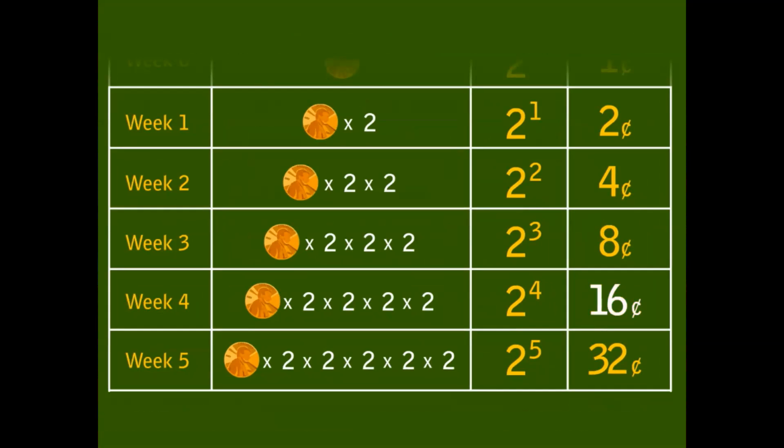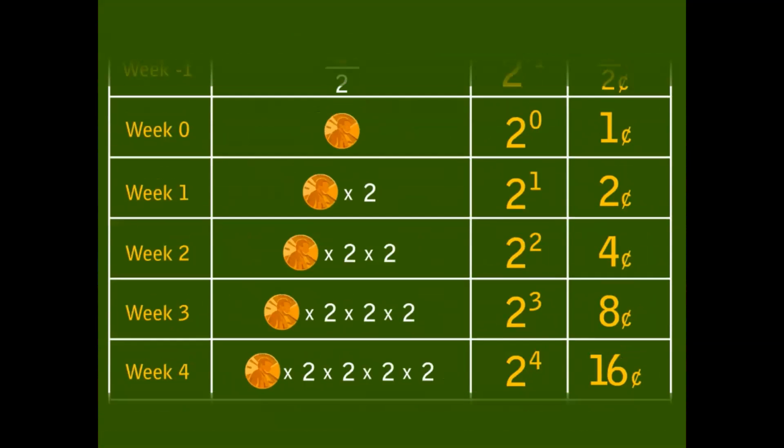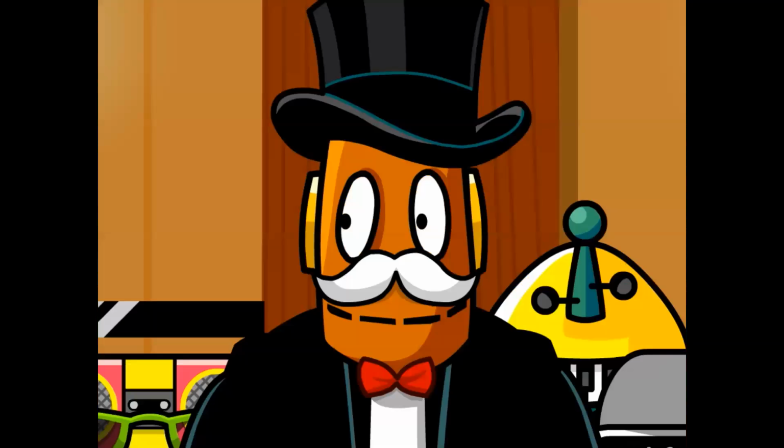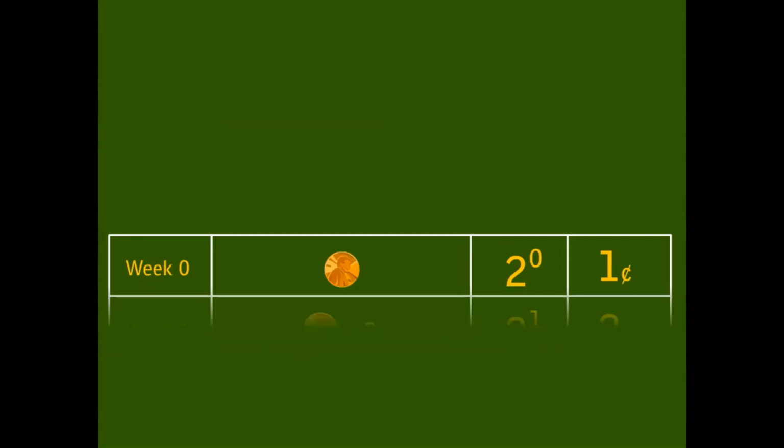16 cents at week 4, 8 cents at week 3, 4 cents at week 2. And at week 1, we have 2 cents. Divide 2 by 2, and you get 1. So at week 0, the day I invested, I'm back to my 1 penny. Yeah, that's why any number raised to the 0 power equals 1.